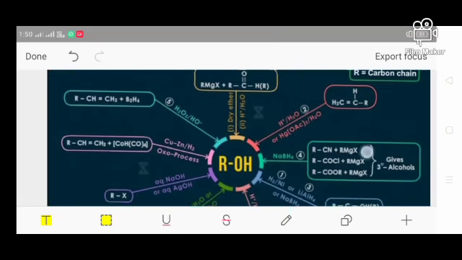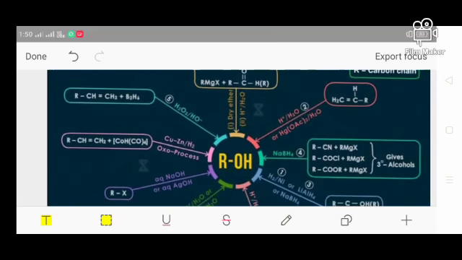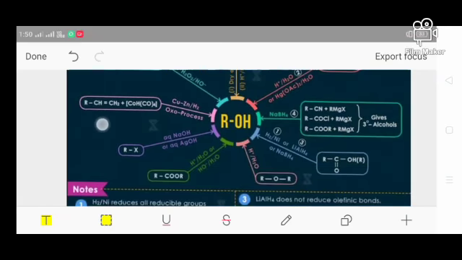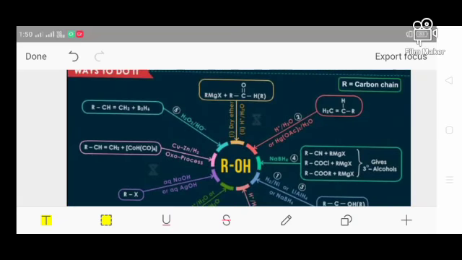And there are some ways how the alcohol is produced, it is given here. So this is in very simple terms, I am going to discuss one by one.